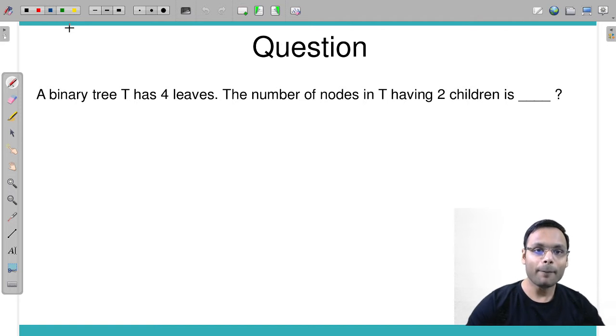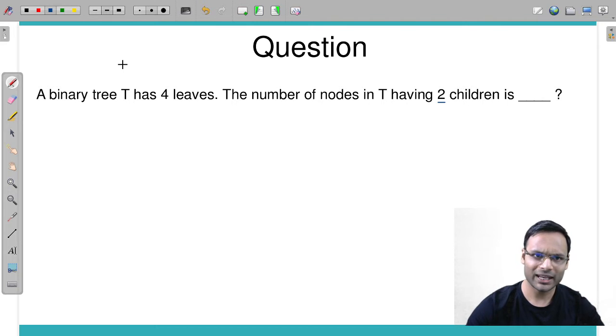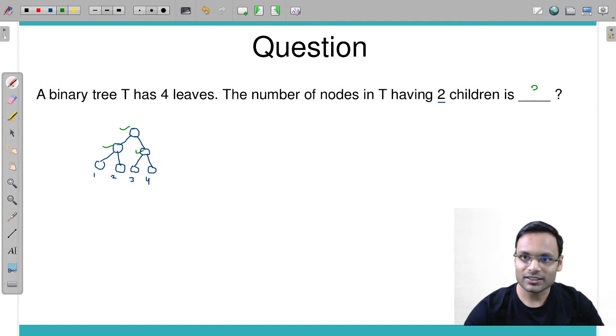Okay, next, a binary tree T has 4 leaf nodes. How many nodes can we have with 2 children? Let's draw a binary tree with 4 leaf nodes: 1, 2, 3 and 4. How many nodes do we have with 2 children? 1, 2 and 3. My answer is 3.